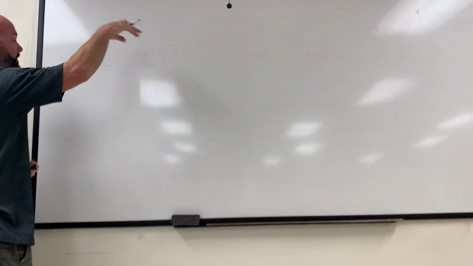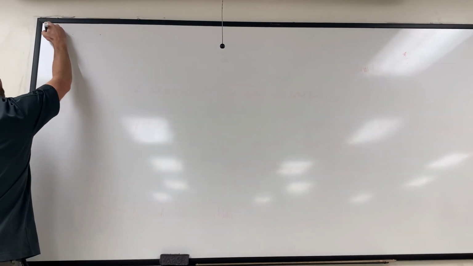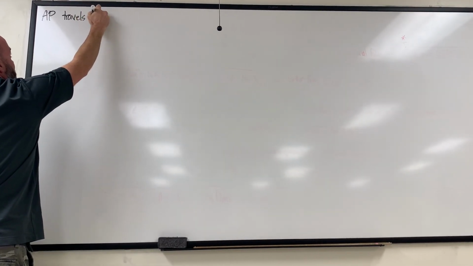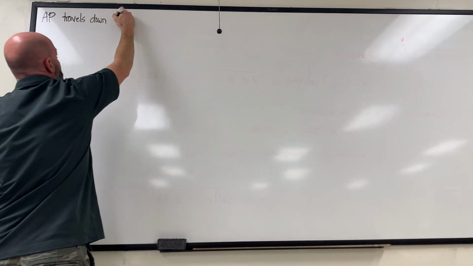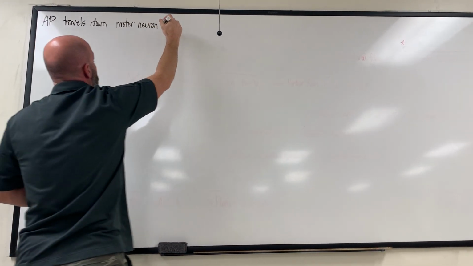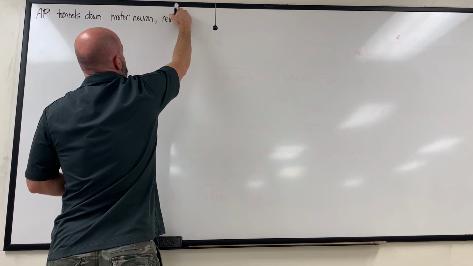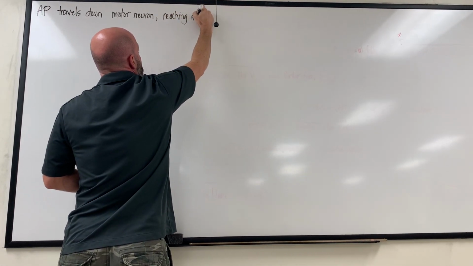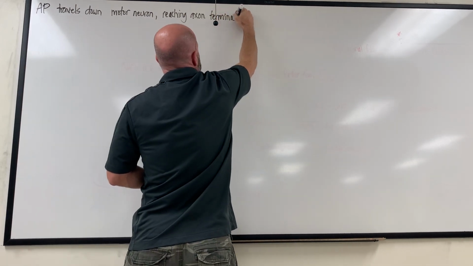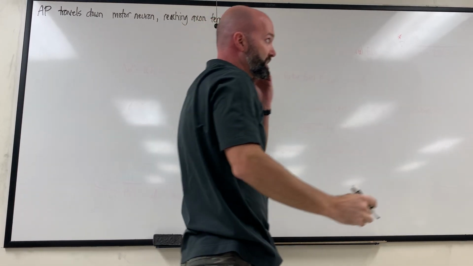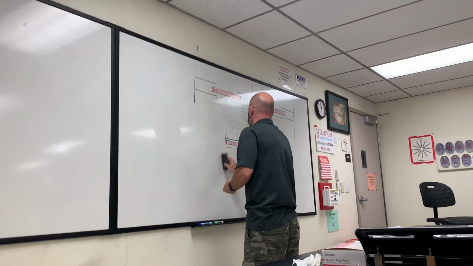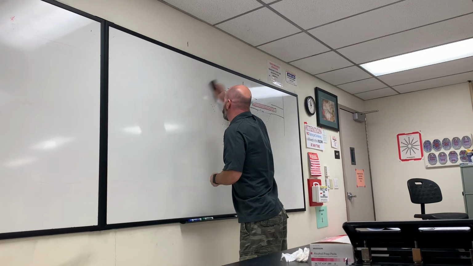And as examples, I'll add some of that as we go. So action potential travels down the motor neuron, reaching the axon terminal. So everything's cause and effect. So that leads to what? Causes what?